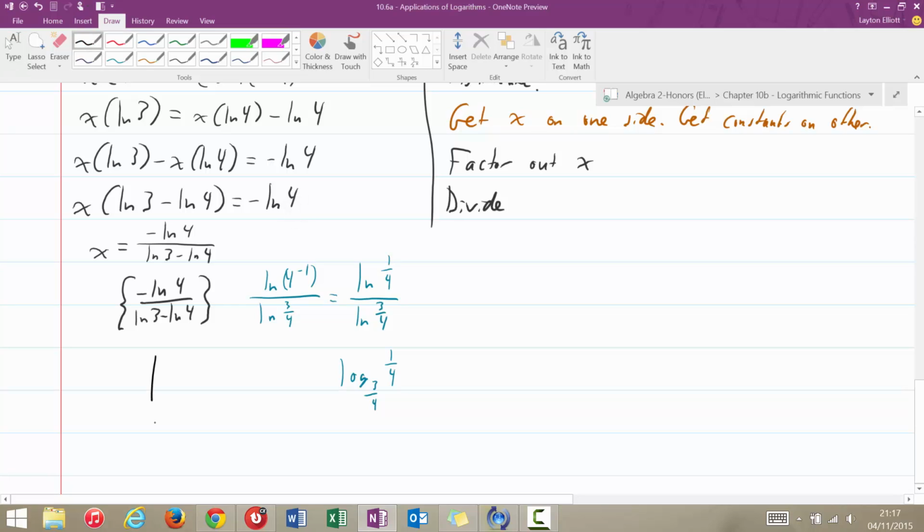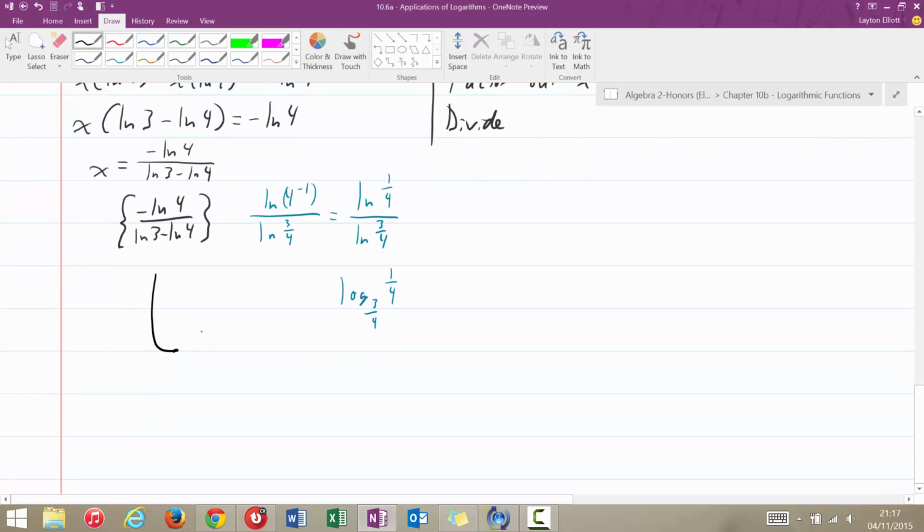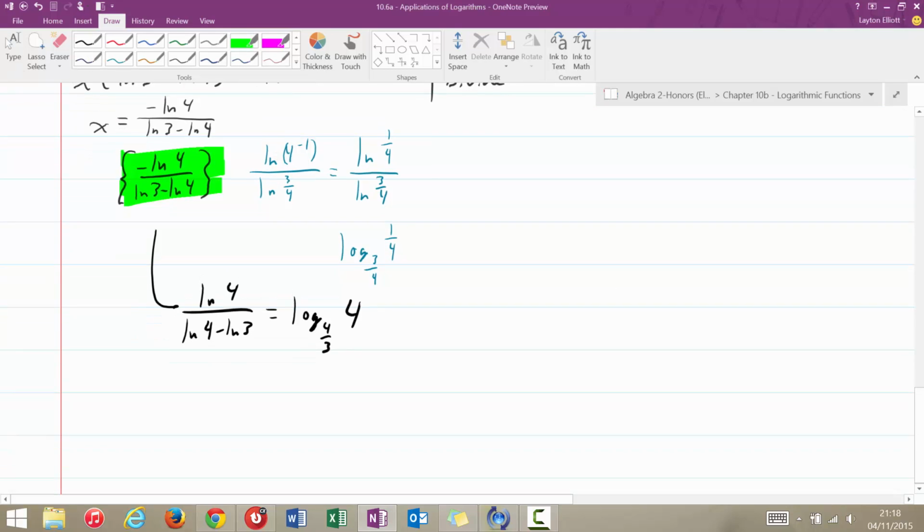I could also take this and move the negative. So instead of the negative on top, the negative goes on the bottom, and this gives me the ln of 4 over the ln of 4 minus ln of 3. And if I worked that in the same way, this would be the log base 4/3 of 4. So it's kind of interesting that all of those are the same number, but the best one, in my opinion, is this one, because that uses natural logs.